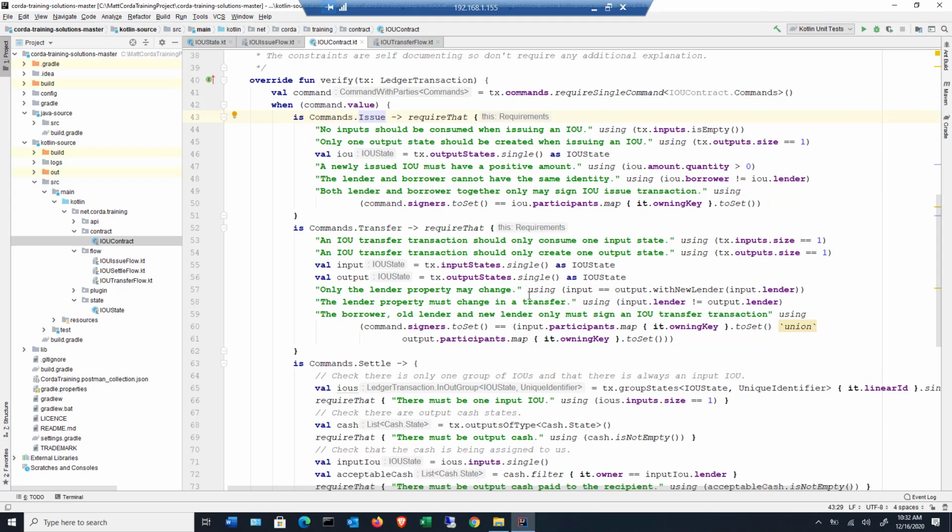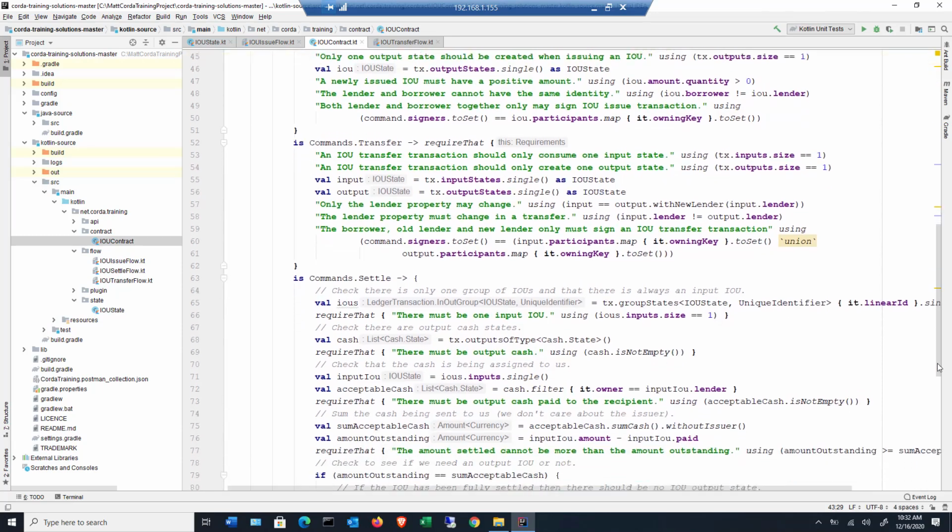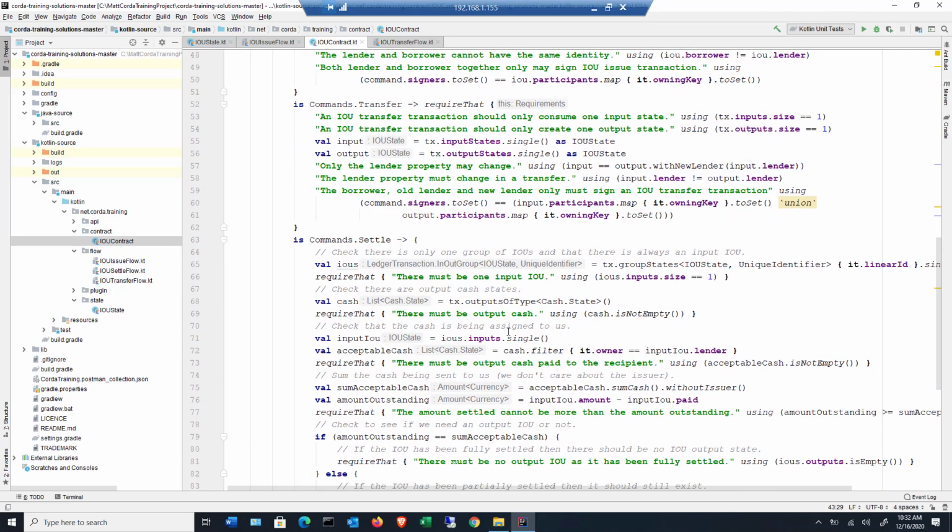Only the lender property may change. So we can see here we're calling back the lender property to update the input and the output. So you can go through here and check that the cash out is being assigned. So you can take a look here at these inputs and outputs that actually validate a transaction. It all, again, is quite straightforward and makes a lot of sense. And all of these are running within the commands. So the commands are validating all of the rules and the requirements for the transaction.